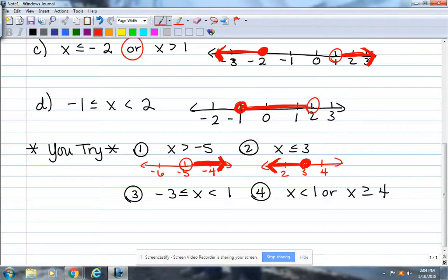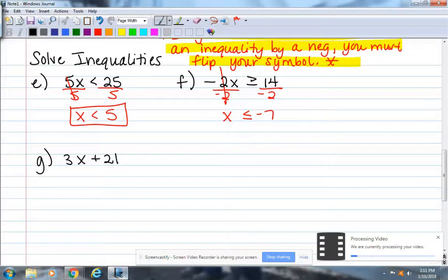All right, so 3 and 4 are compound inequalities. Now, which one is an and which one is an or? 3 is an and, 4 is an or. Guess how you know the difference? If it says or, it's an or. Or always says or. So if it doesn't say or, it means it's an and.